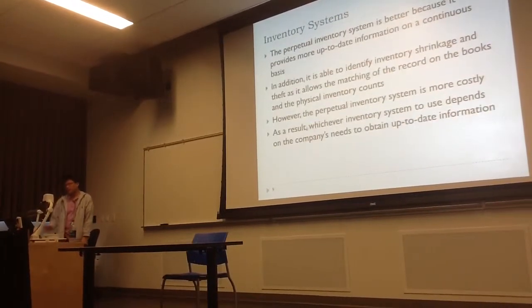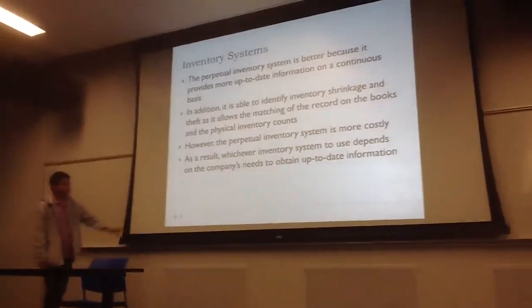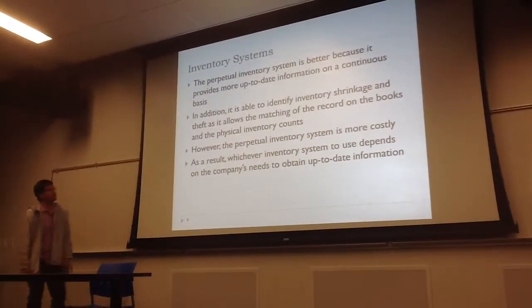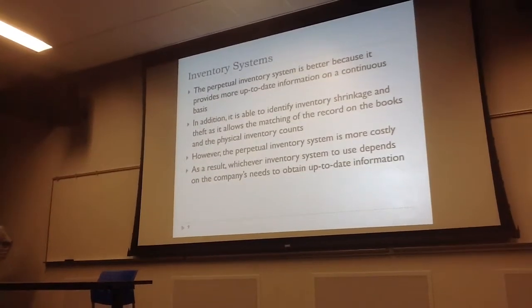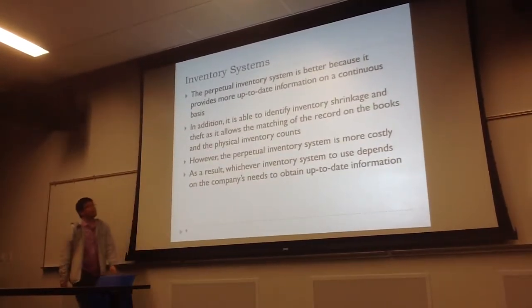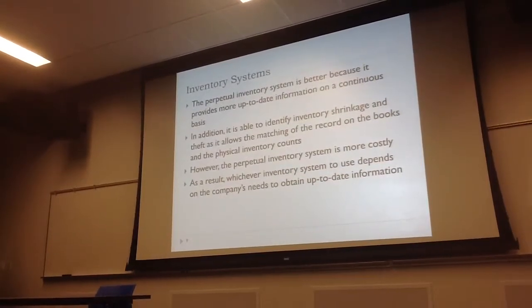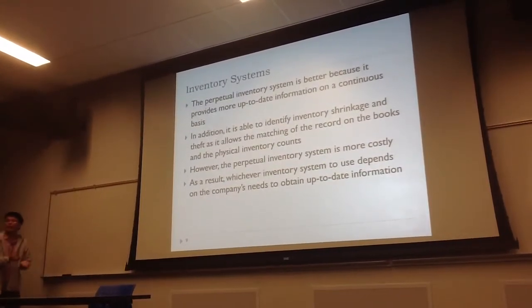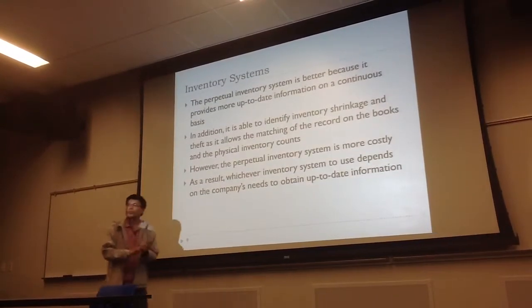Okay. So now it's just giving you a summary of the two systems. And it's just what we just talked about to identify inventory shrinkage or theft. And the perpetual inventory system is much more costly. So which one to use really depends on the needs of the company. IFRS doesn't really specify which one to use. It's up to the company to determine which one to use.